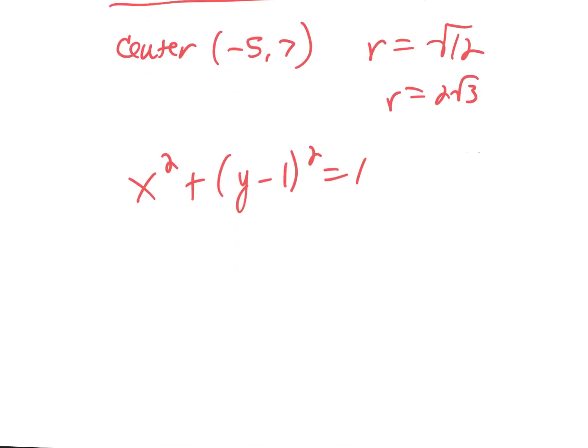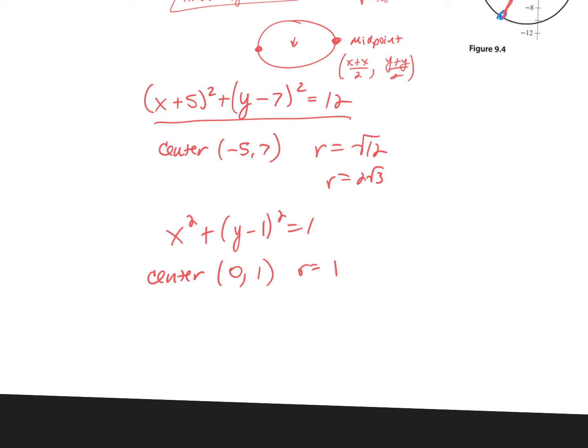What's the center here? Why is it 0? Because there's nothing there. Good. There's nothing being added or subtracted. So it's 0, comma, positive 1. Good. And what's your radius? Which is 1. Good. How come it's not plus or minus? Why isn't it plus or minus 1? Because you took the square root. Because it's just distance, right? Do you measure distance in negative numbers? So you're only going to need the positive one.